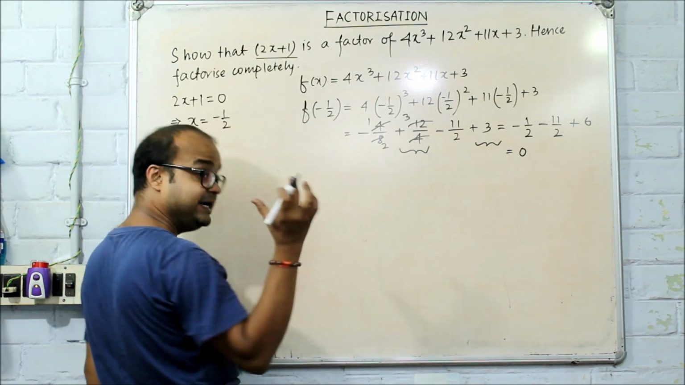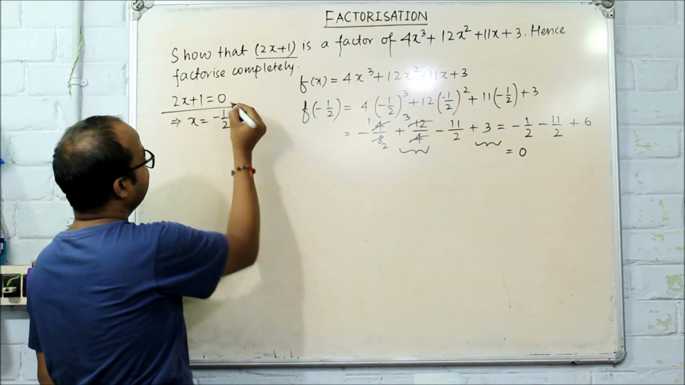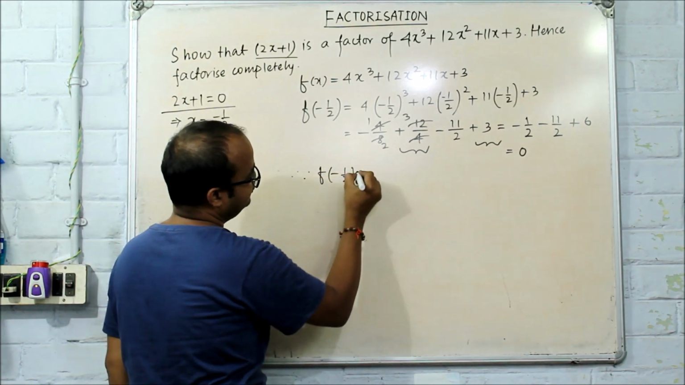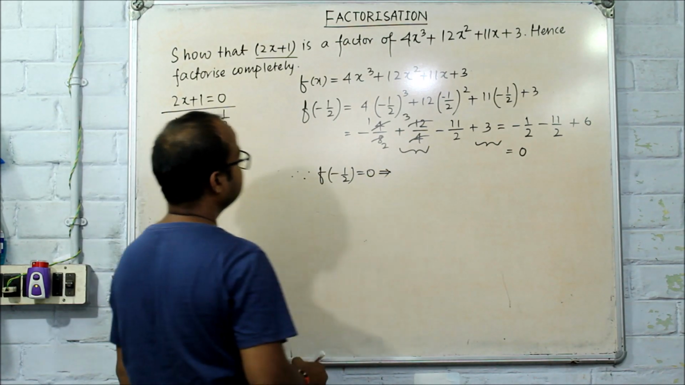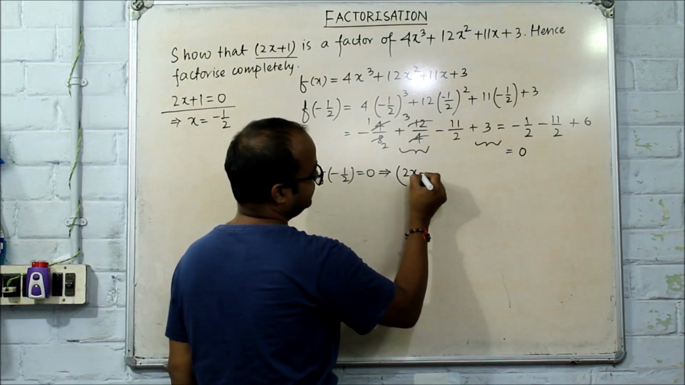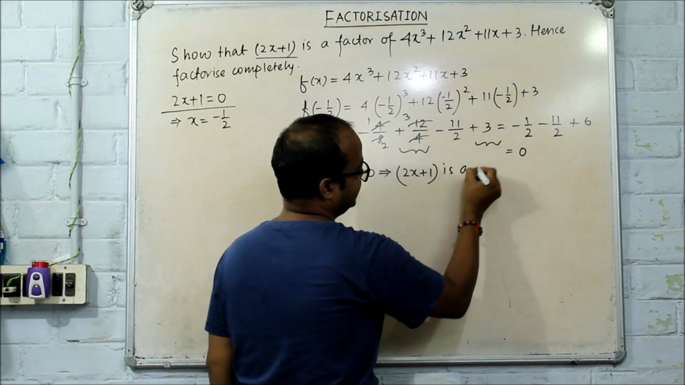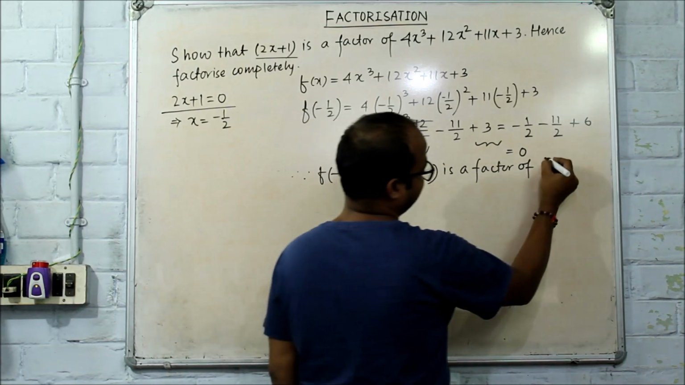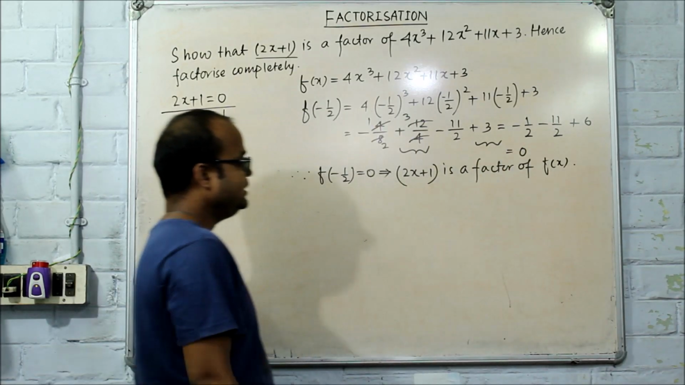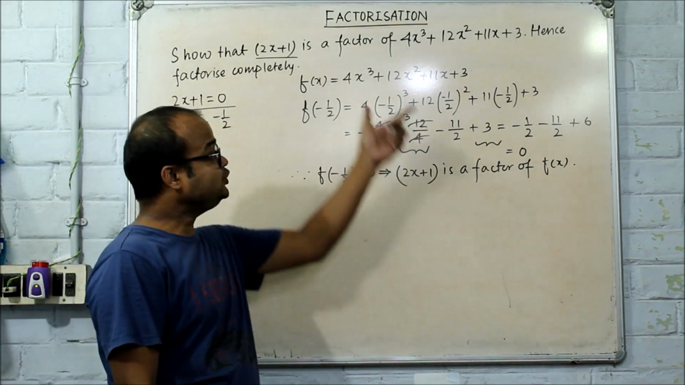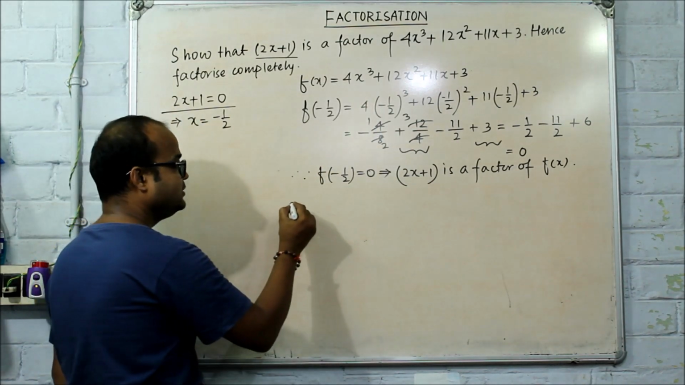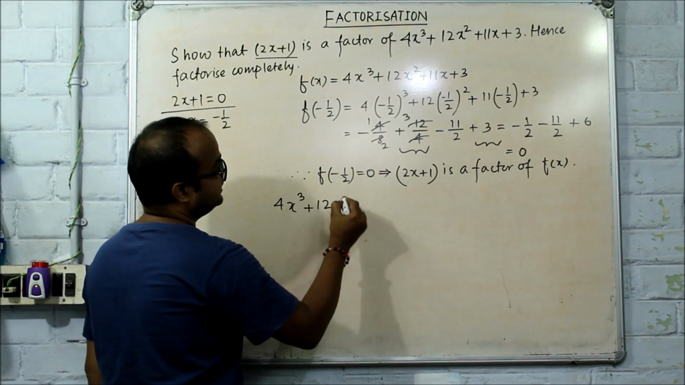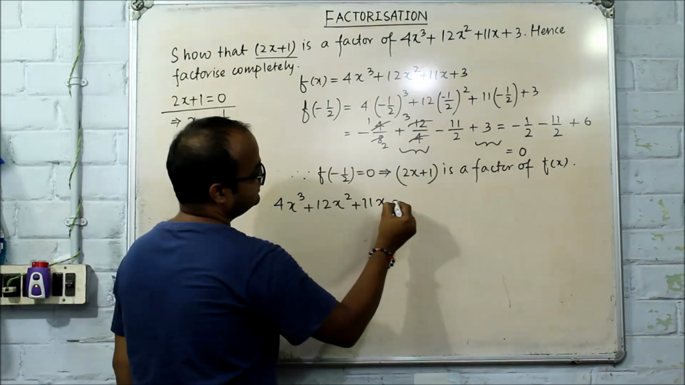So if the remainder is 0, then 2x plus 1 will become the factor. So we write, since f of minus 1 by 2 is equal to 0, it implies 2x plus 1 is a factor of f(x). Now we need to factorize it completely. So we write 4x cube plus 12x square plus 11x plus 3.